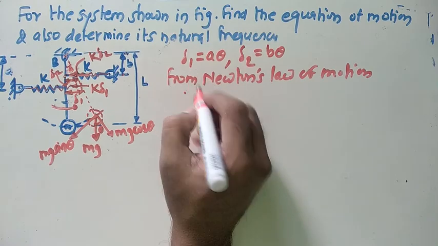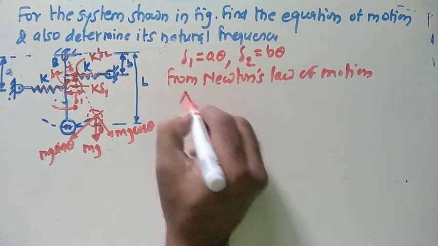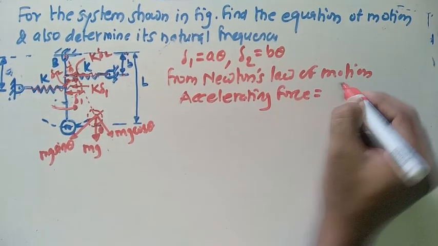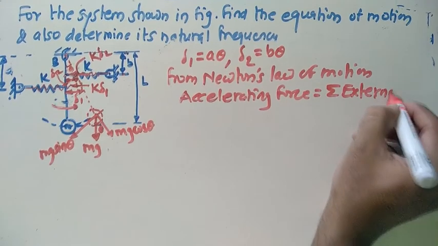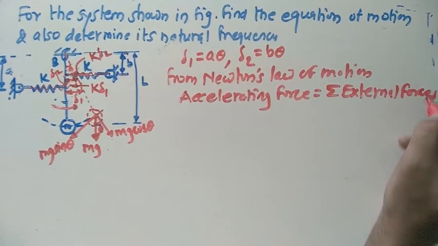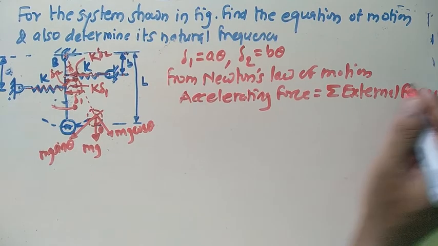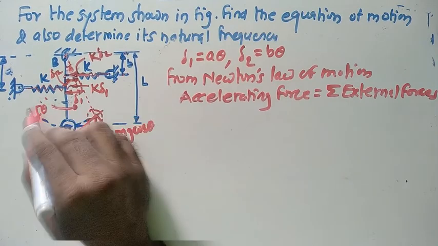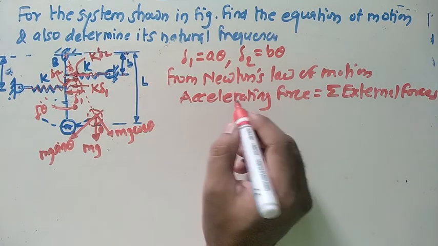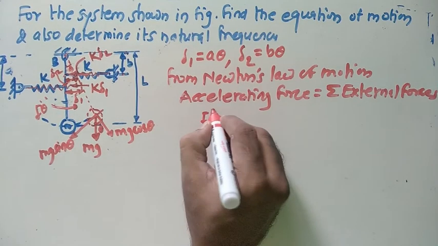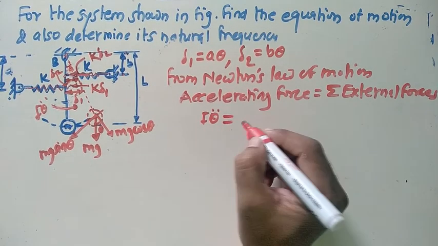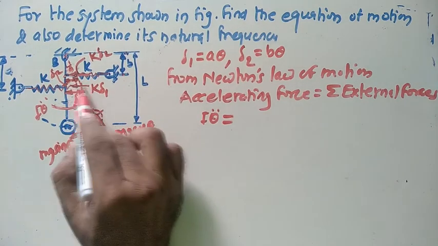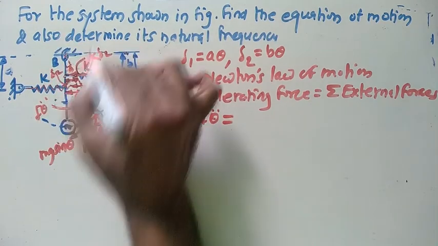For that we know Newton's second law of motion: accelerating force equals the summation of external forces. Now see the accelerating force here: I into theta double dot, which comes from the motion of that ball, equals the external forces, this force and this force. Both the forces turn about this point in clockwise direction.